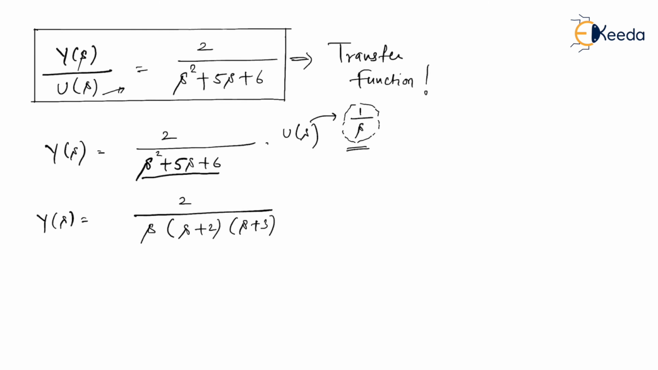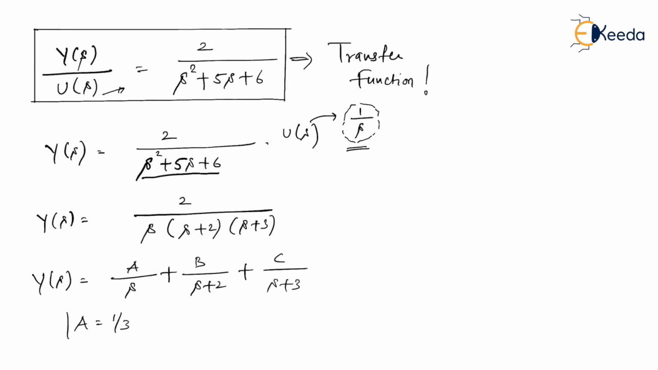What you want is output, that is nothing but y of t. Then for that you have to go for inverse Laplace. But since it is not in a correct or proper form, you have to go for a partial fraction. So I can write my y of s as a by s plus b upon s plus 2 plus c upon s plus 3. Am I right? So if you solve this, you will get value of a as 1 by 3, value of b equal to minus 1, and value of c equal to 2 by 3.